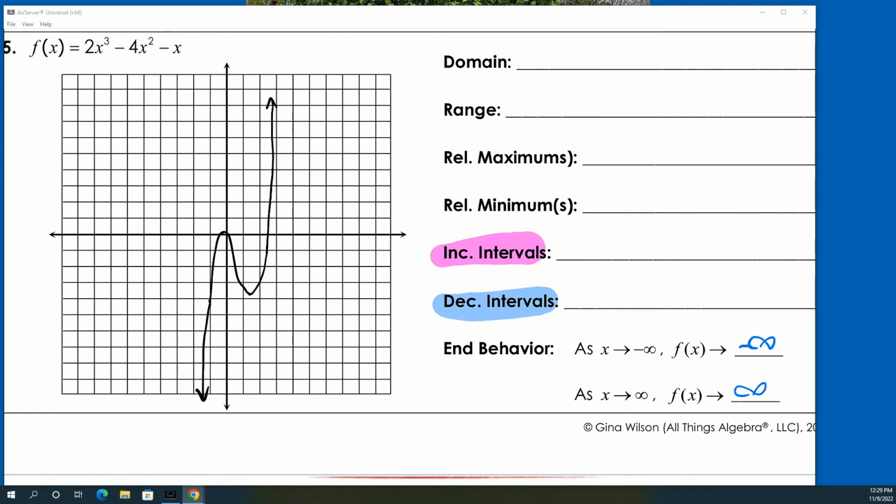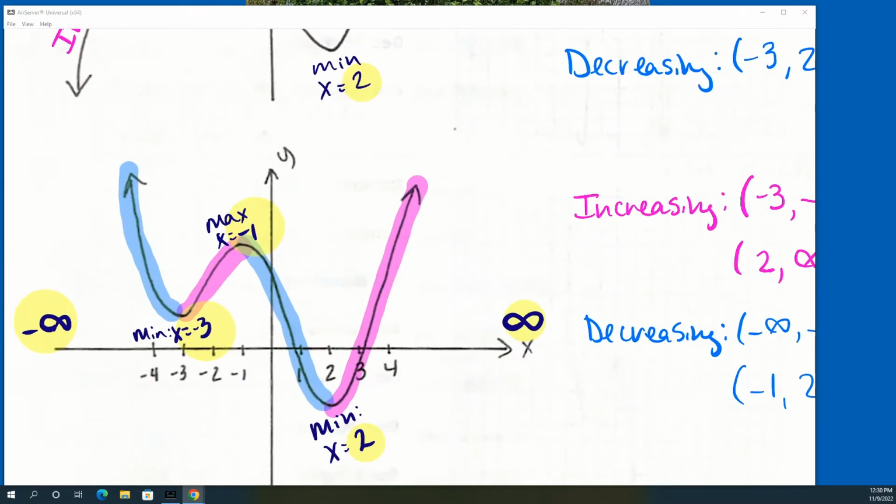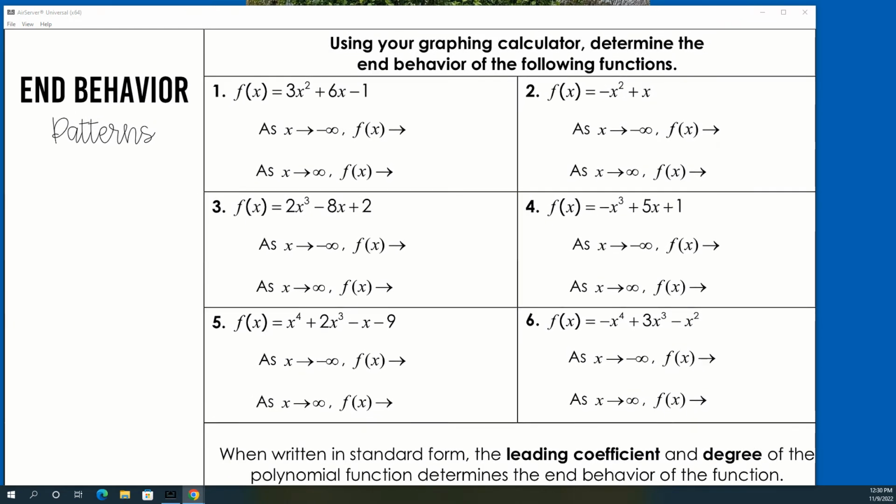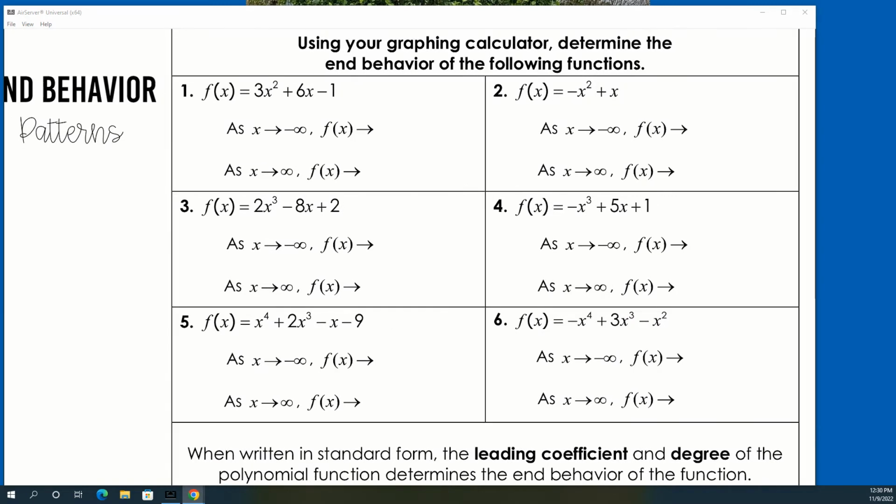All right, so this is what you do if you have the graph and you're deciding the end behavior. But we also need to be able to decide the end behavior when we just have the function. And so skip a couple of pages to this page that just says end behavior pattern. All right, so I'm just going to look at these equations and I'm going to decide the right side on each of these. And then I want you guys to see if you can figure out the pattern.